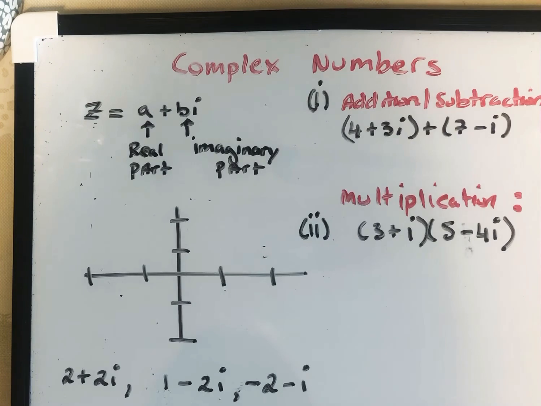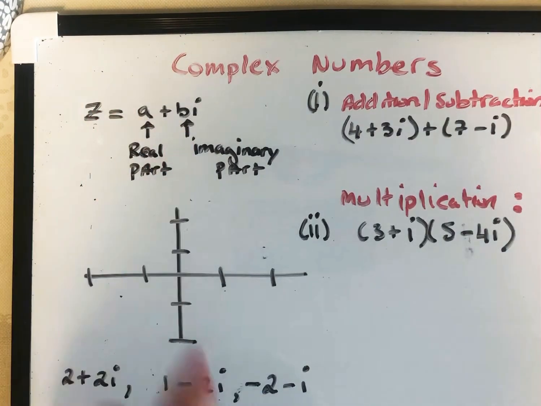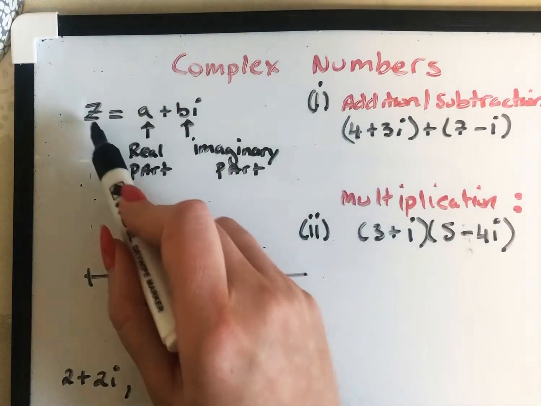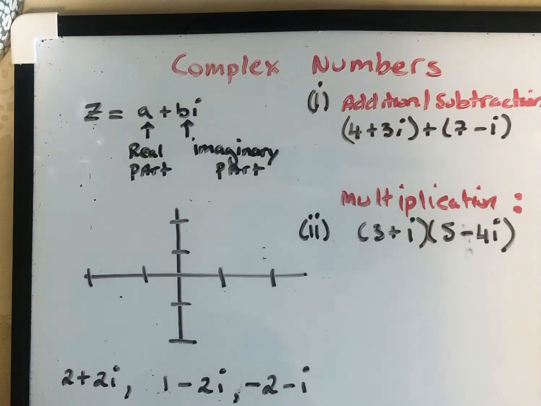In these videos we're going to be looking at complex numbers. So let's focus first of all on what is a complex number. So z is equal to a plus or minus bi. Z is the letter we always use to denote complex numbers in senior cycle maths. So a is the real part and b is the imaginary part of our complex number.